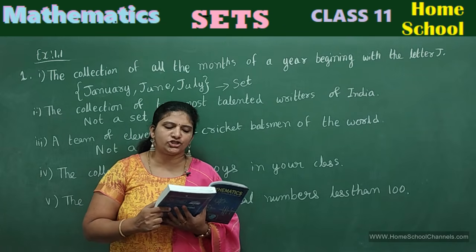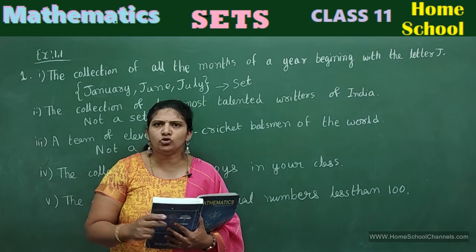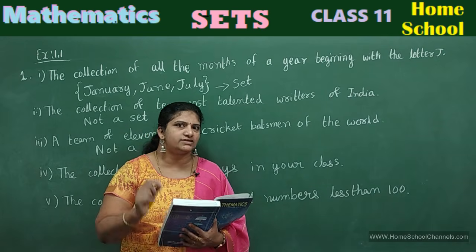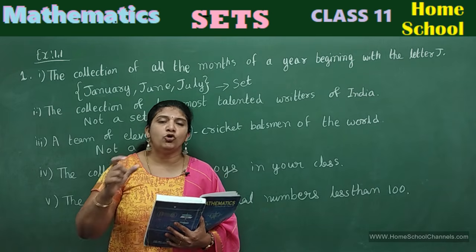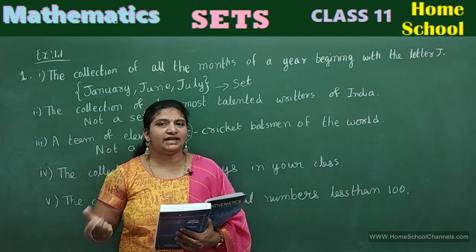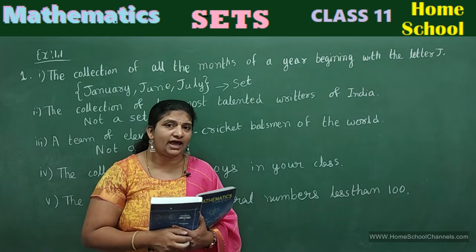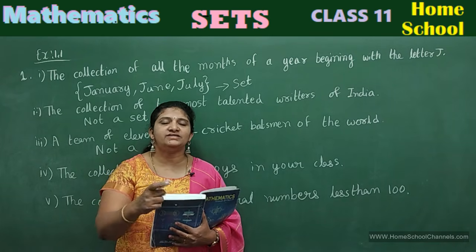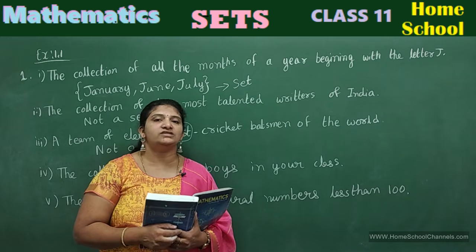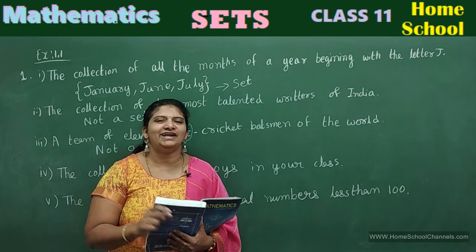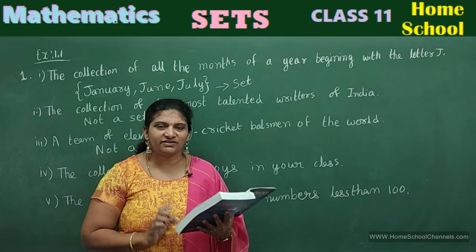Last one, a collection of most dangerous animals of the world. See, most dangerous animals, it is vague. Why is it vague? I may say 10 most dangerous animals and you may say 10 other different animals, right? The answer will differ from person to person. Therefore, it is not a well-defined collection. It is not a set. Is this clear? So, with this we complete the first main.